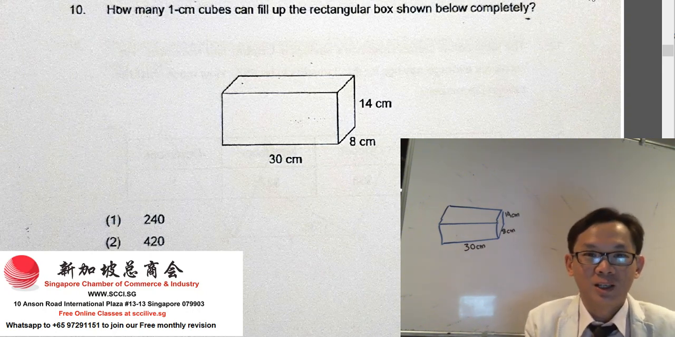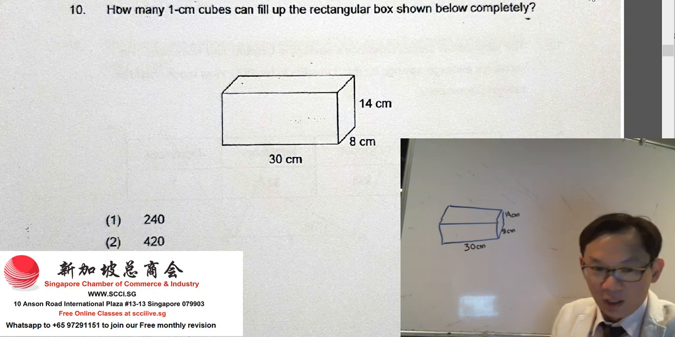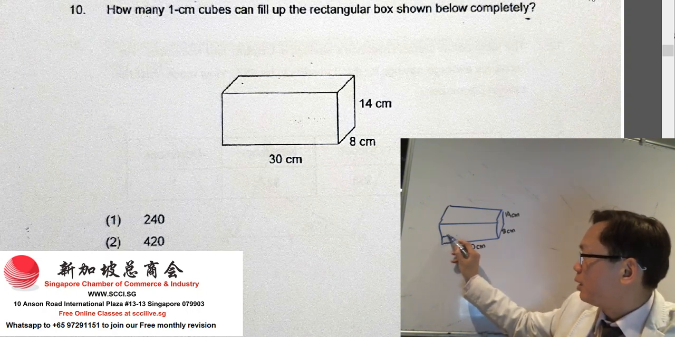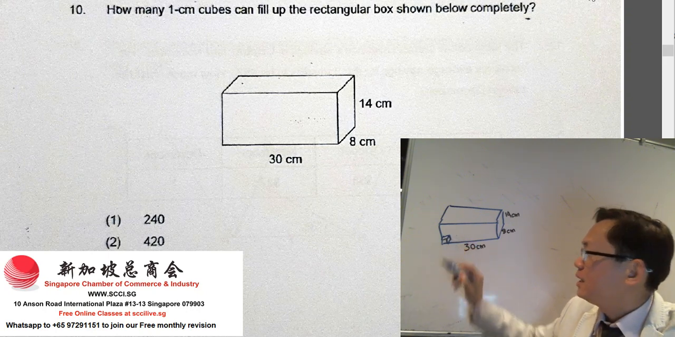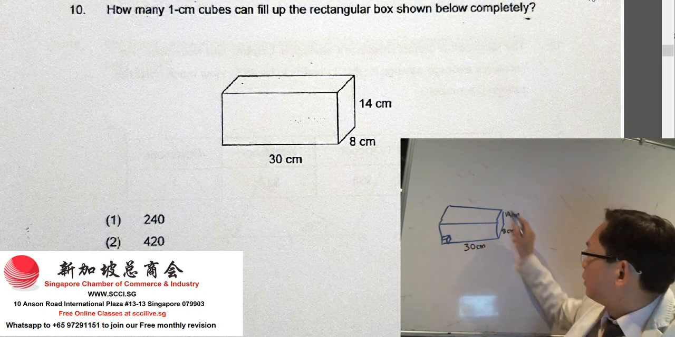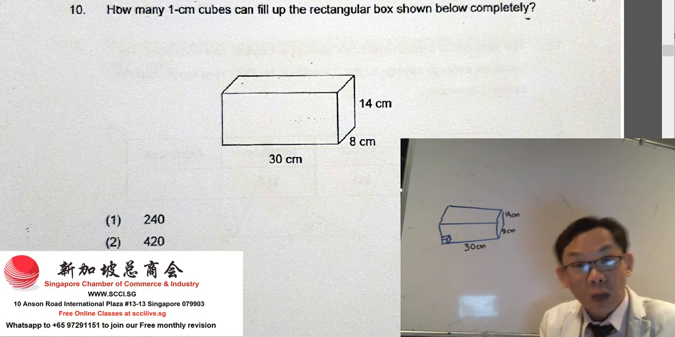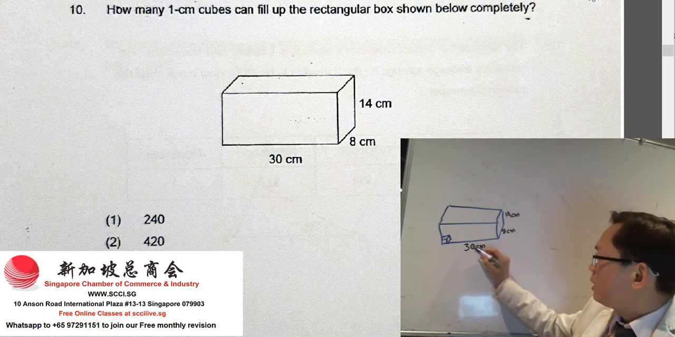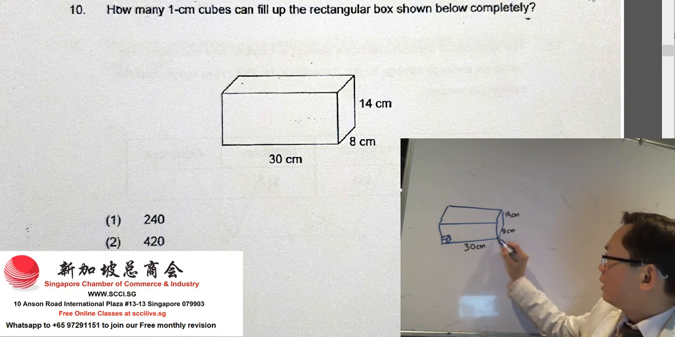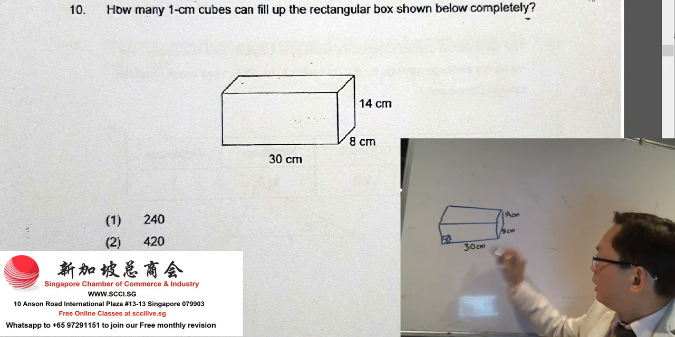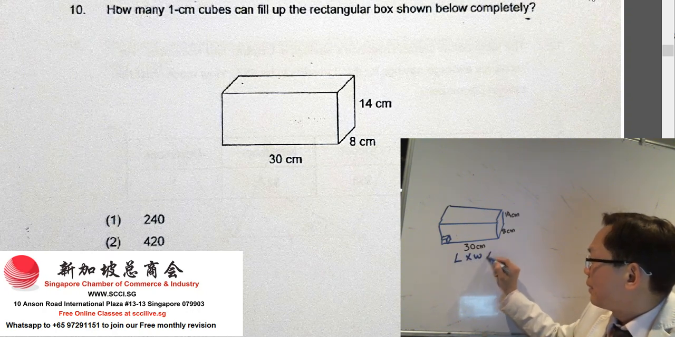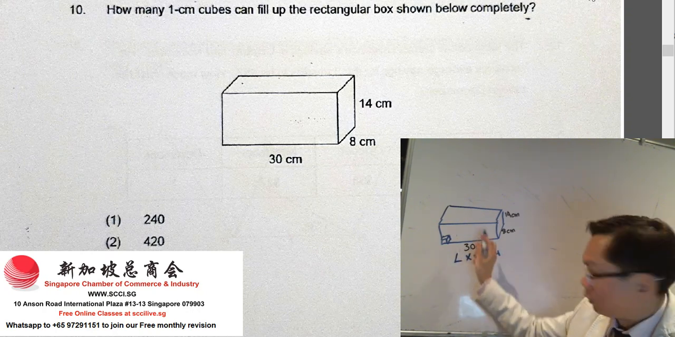Let's look at it from the board. Firstly, how many 1 cm cubes can it be occupied by? Basically they are trying to test the volume of this space. So, are you able to calculate it? It is the length times the width times the height, to calculate the total.